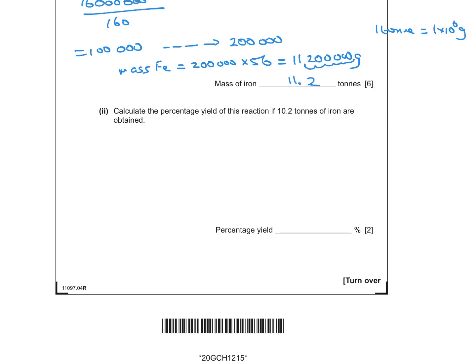To work out the percentage yield, that's the actual yield over the theoretical yield. So when you work out the calculation from the previous step, that's the theoretical yield. And we multiply that by 100. That gives 91.1%.